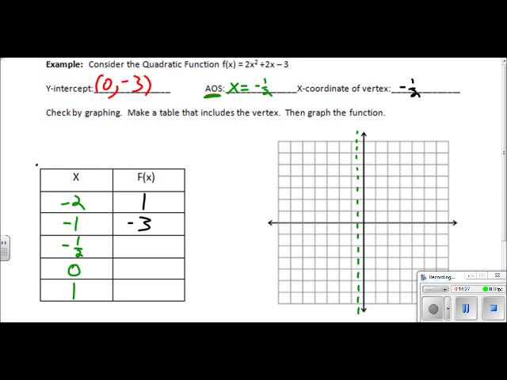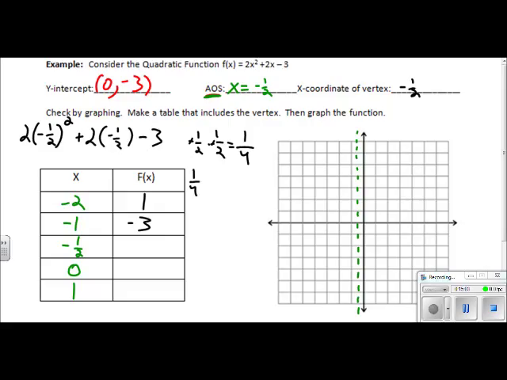This is where it gets a little bit trickier. Now we are plugging in a fractional value. So in this case, we would say 2 times negative 1/2 squared plus 2 times negative 1/2 minus 3. Negative 1/2 squared is negative 1/2 times negative 1/2. Negative and negative make a positive. 1 times 1 is 1. 2 times 2 is 4. So it's going to be 1/4. So that's negative 1/2 squared is 1/4.